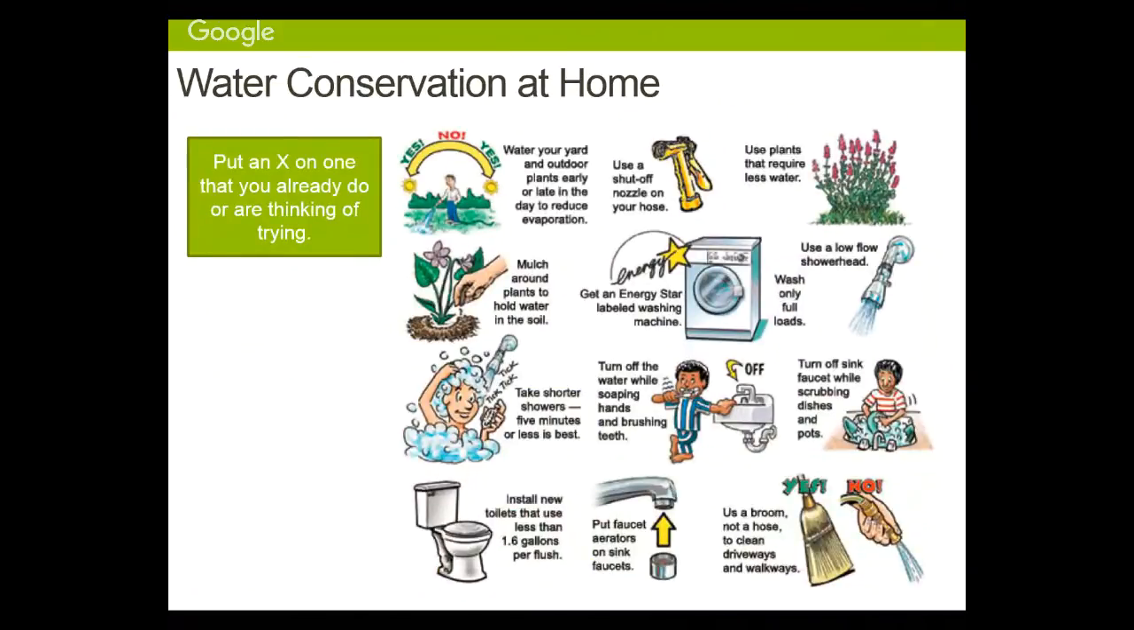Here are some of the other things that we can do in our own homes to decrease the amount of water. We can take shorter showers. We can turn off the water while we're brushing our teeth or washing our hands. We can fill up the sink with water and plug it up so that we don't use a whole bunch of water. We can have a low flow shower head. We can use shut-off nozzles.